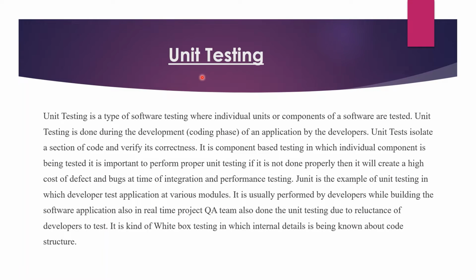Unit testing. Unit testing is the type of testing in which a single component of the code is tested. It means that if we design the functionality of a particular piece of code, then it is tested by the developer team. So unit testing is performed majorly by the developers. Unit tests isolate a section of code and verify its correctness. It means they test the code's correctness, and whether the code completes the particular functionality or not. This is the responsibility of the dev team. So it is component based testing in which each individual component is tested.